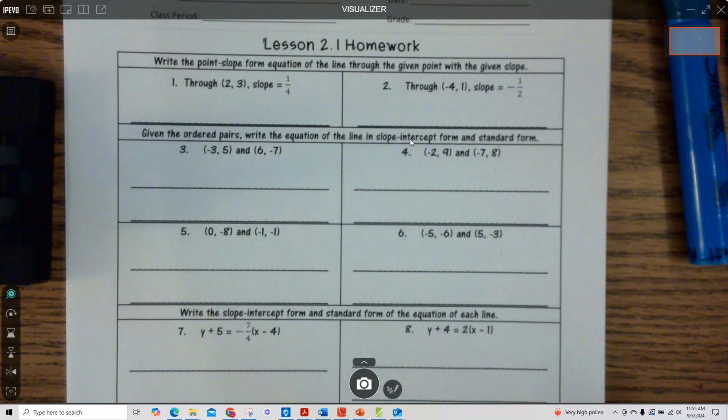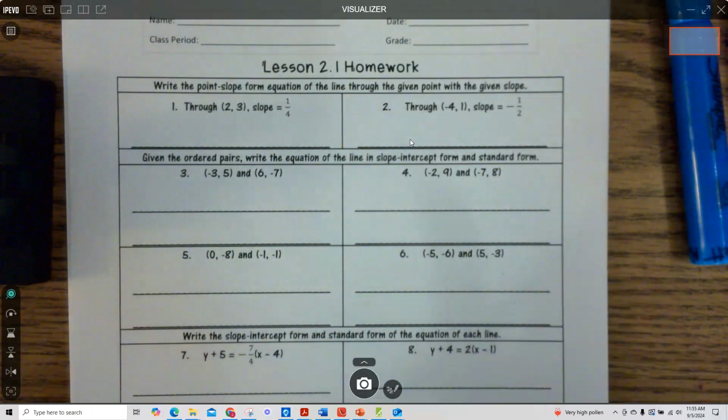All right, this video is for the lesson 2.1 homework. We're converting between forms: slope-intercept, standard, and point-slope form.